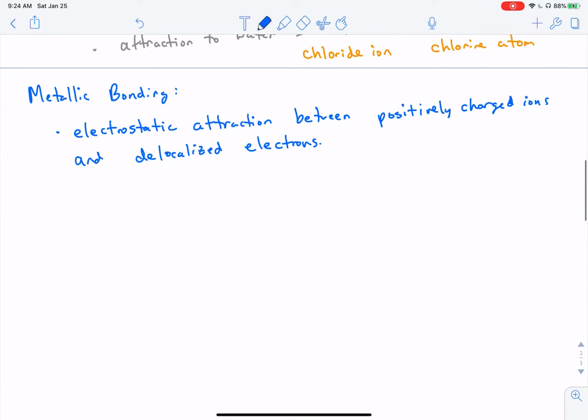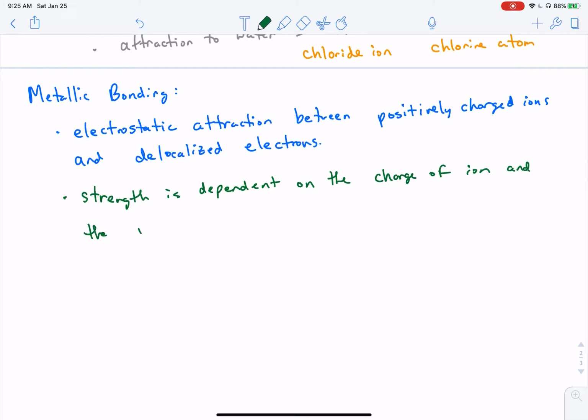Okay. And the strength of a metallic bond is dependent on the charge of the metal, the charge of the ion, and the radius of the ion.